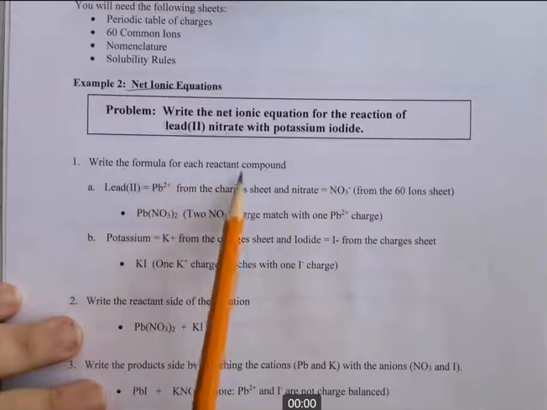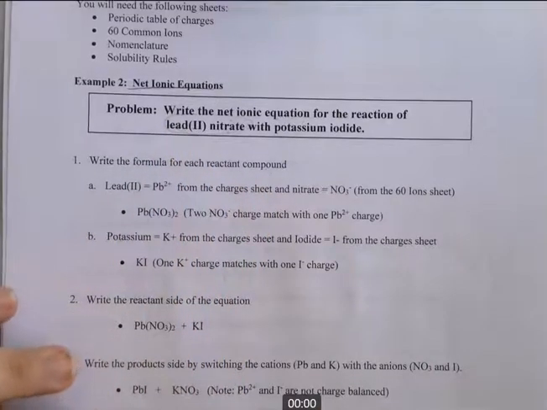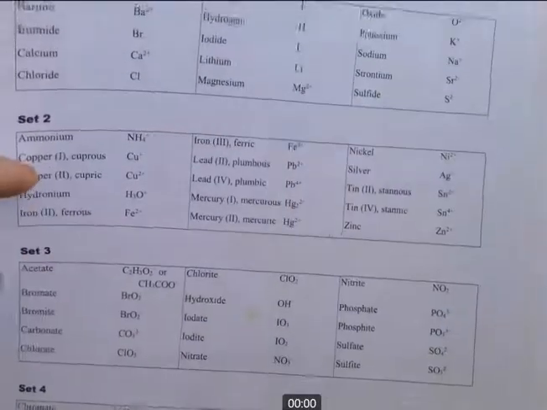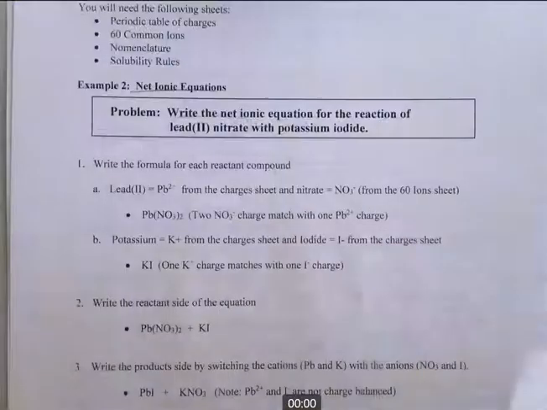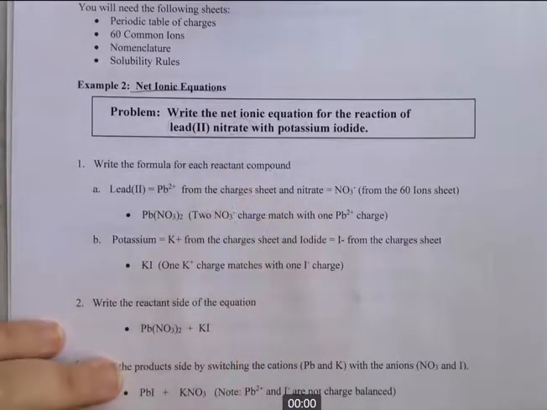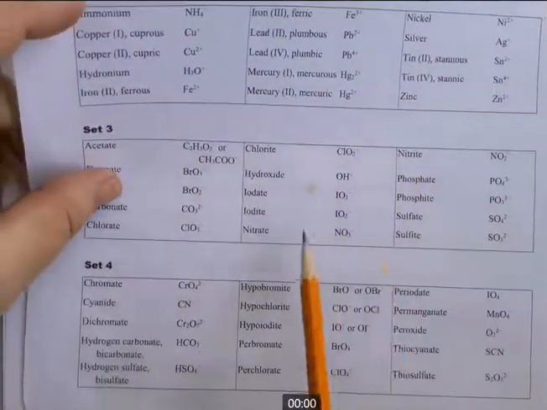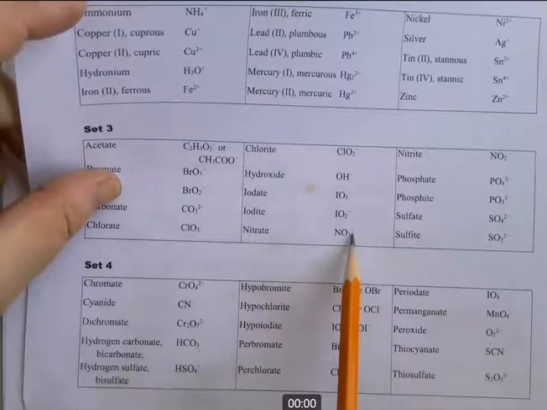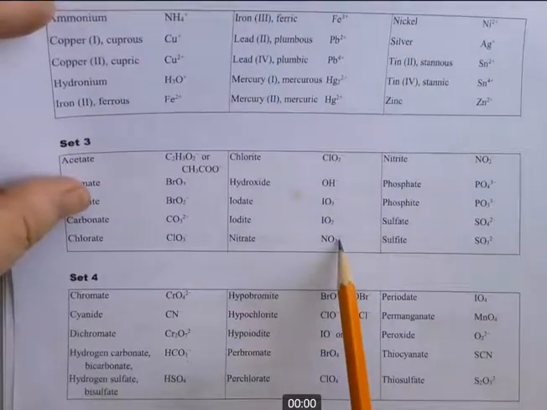So you're going to write the formula for each reactant compound. So lead 2, that's just telling you what the charge on it is. So you're going to write lead 2 and nitrate. So what is nitrate? Come to this sheet again. Remember, you get to use all these sheets on the test. Nitrate is NO3 minus. So you have a 2 plus up here and a 1 minus there.